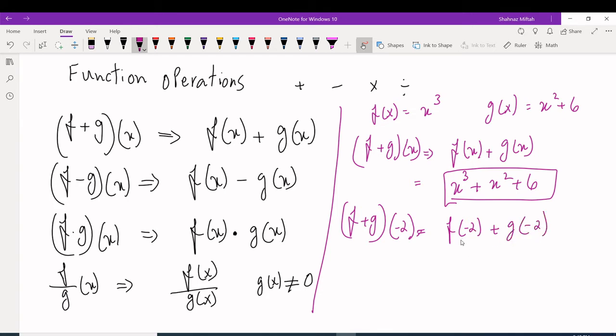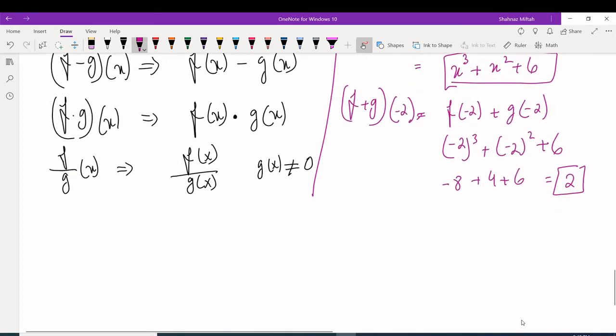So when I plug in negative 2 in the f function, which was x cubed, it's going to give me negative 2 cubed plus, for g of negative 2, x squared, negative 2 squared plus 6. When I do this, 2 times 2 is 4, 4 times 2 is 8, it's negative 8. 2 times 2 is 4, and negative times negative is positive, so plus 4 plus 6. 6 plus 4 is 10. 10 subtract 8 is going to give me 2. So that's how I got 2.